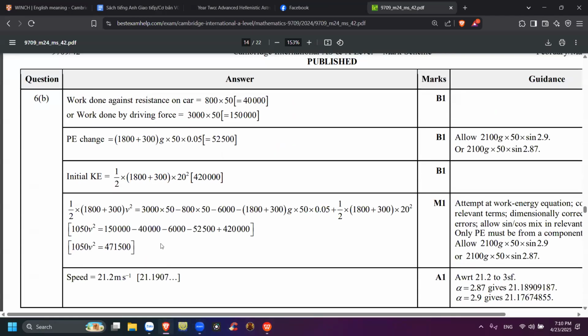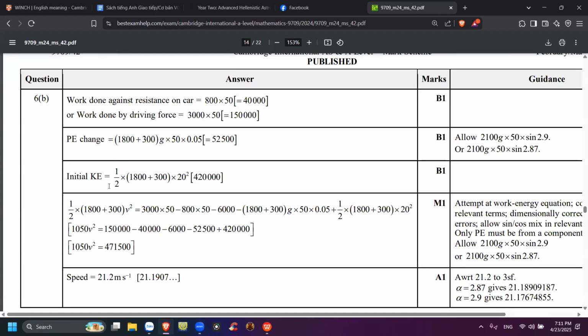Resistance on the car, it's 800 multiplied by 50 is 40,000. Work done by the driving force, it's 150,000. Let's try the change in potential energy. PE change is mgh, this is the sine alpha.